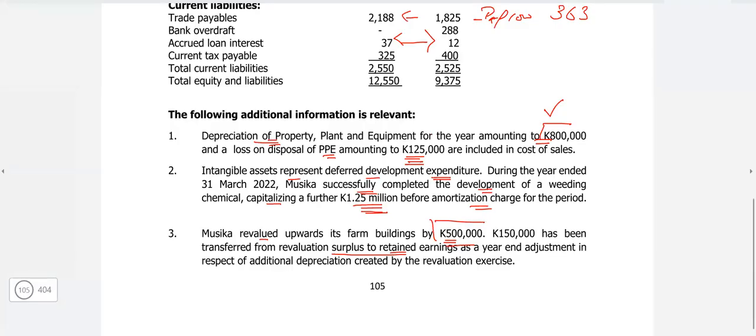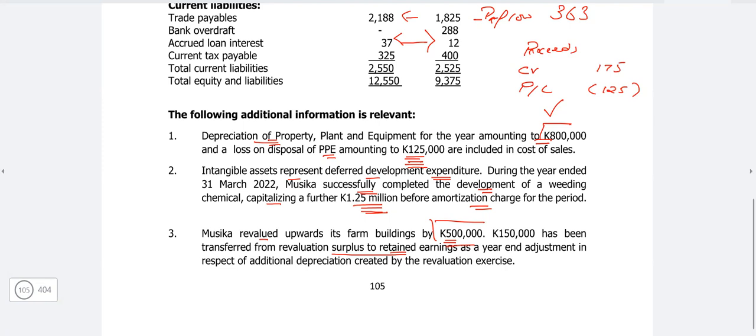Now you see at what amount we disposed it. 125. This is a loss, sorry. We know when we take the proceeds and deduct the carrying amount, we get the profit or loss. If the figure is negative, then it represents the loss. If the figure is positive, then it represents the profit. So you see the loss is 125. The carrying amount is 175.